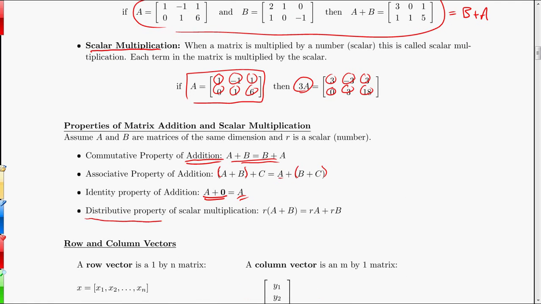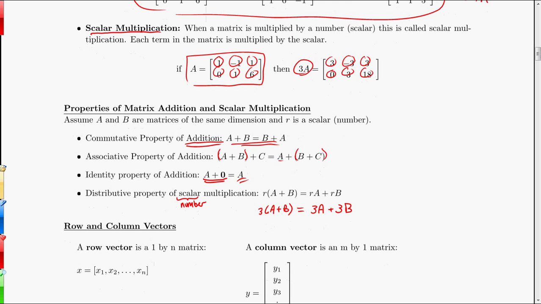Distributive property of scalar multiplication. And again, a scalar is just a number. So suppose that my scalar here, R, is a 3. 3 times (A plus B), just as in the real numbers, is the same thing as 3A plus 3B. Distributive property. Great property. One of the best.